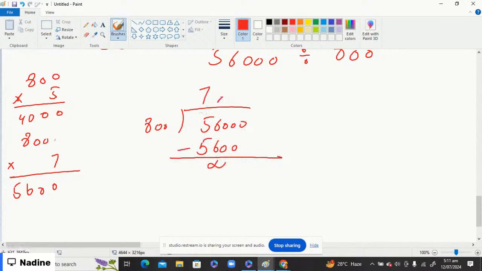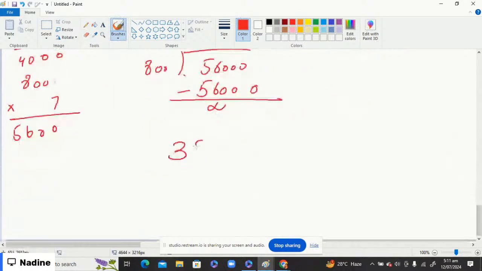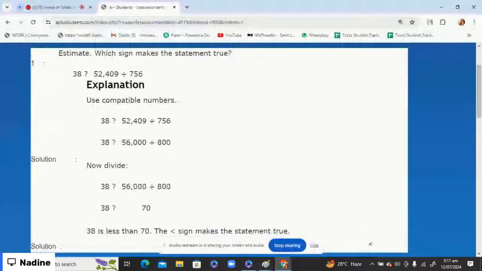So here is 0, so 0 moves up. It means that 800 times 70. So here the answer is 38 and it's 70. Which one is greater? You can say that 70 is greater as compared to 38. Okay, this is what exactly we have done in that one.